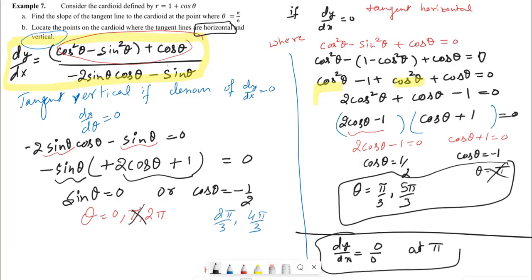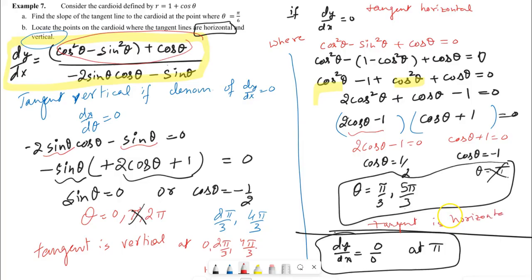So there we can't really claim, but other than that, we can claim here that tangent is vertical at 0, 2 pi by 3, and 4 pi by 3. Okay, and here we can claim tangent is horizontal at theta equal to pi by 3 and 5 pi by 3.